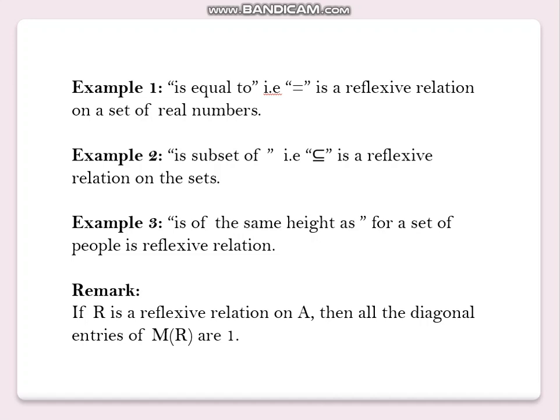Since we know the matrix of the relation, in the remark we are saying that if R is a reflexive relation, then all the diagonal entries of MR are 1. Since the diagonal entries are of the type first row first column, second row second column, third row third column, that means the element is related to itself. So therefore the diagonal entries will be 1.